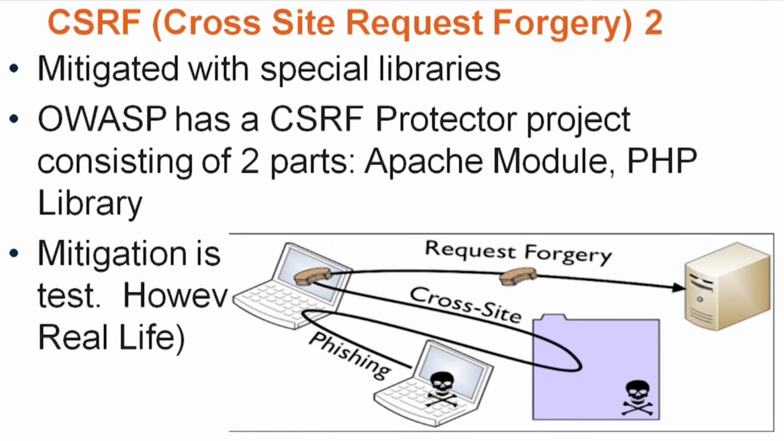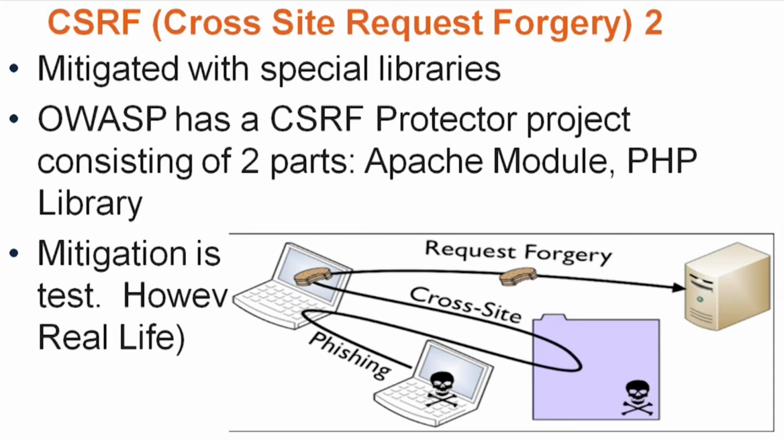They're mitigated with special libraries that are designed for this. OWASP has one, a CSRF Protector project consisting of 2 parts, an Apache module and a PHP library. The mitigation is done by handing out tokens so that every time the page is loaded, you know that it came from the right source or a trusted source. So the phish occurs, the cross-site token is handed out, and the request comes back. So this is how they look when they're done and executed.